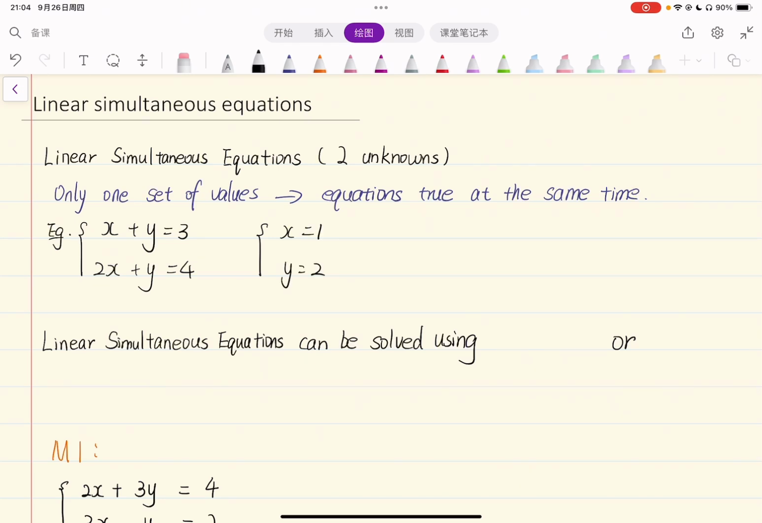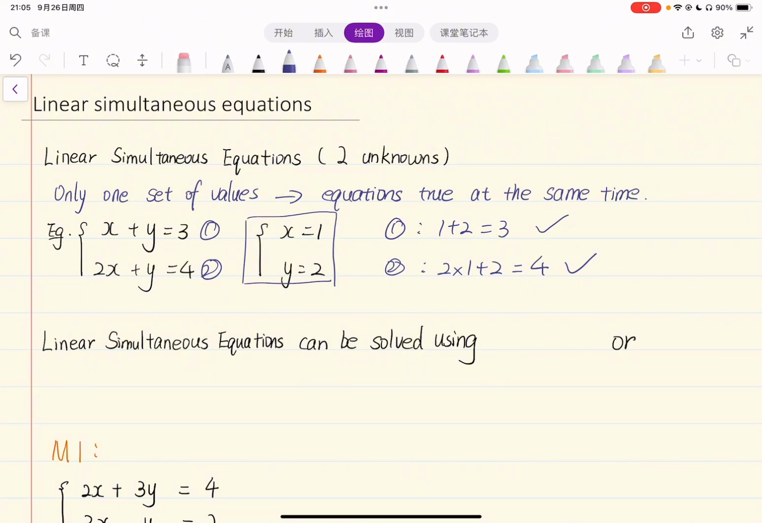We can check that. Here x is 1 and y is 2. So for equation 1, we have 1 plus 2 equals 3. So the first equation becomes true. And the second one is 2 times 1 plus 2 equals 4. It's also true. What does it mean? It means this set of values is the solution of these linear simultaneous equations.